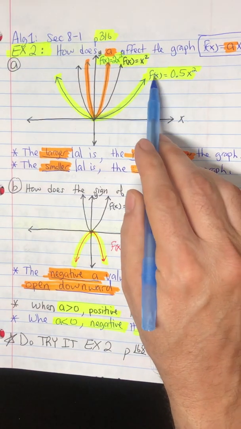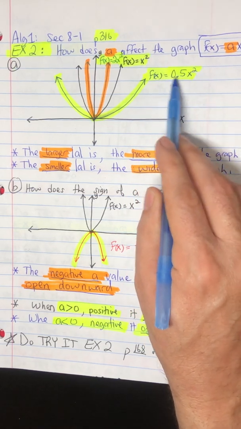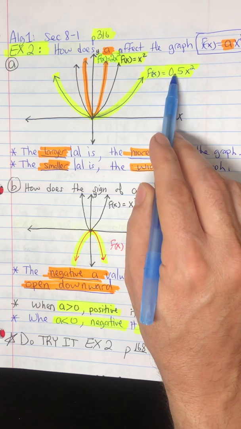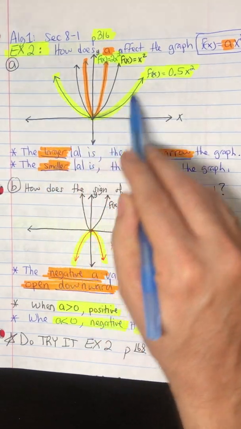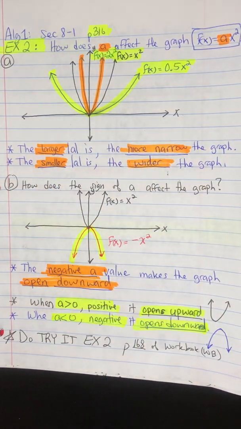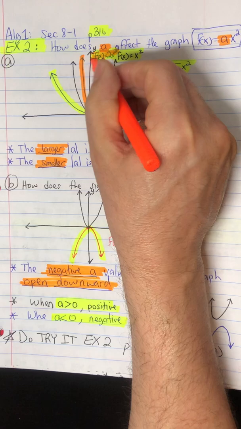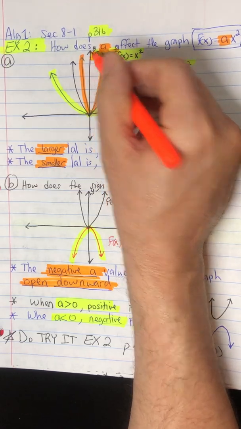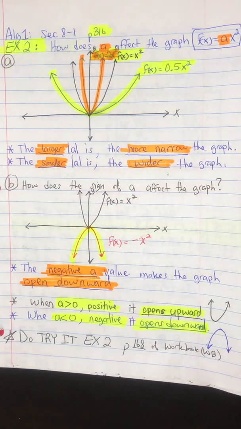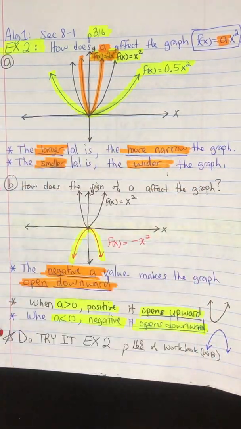Let's look at what happens when it's f of x equals 1/2 x squared or 0.5 x squared. When the number A gets smaller, look what happens to the graph. This is the yellow one right here. Oh, look at that, it got bigger. Isn't that crazy? So A affects how wide the graph is. The bigger A is, the more narrow the graph is. The smaller A is, the more wide the graph is.